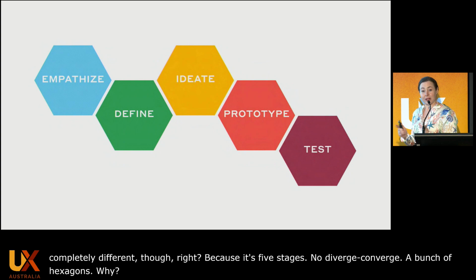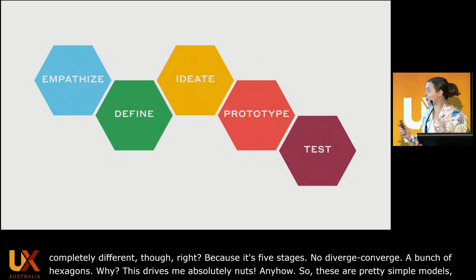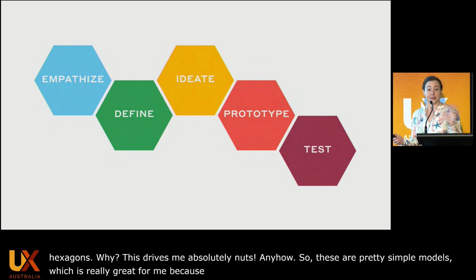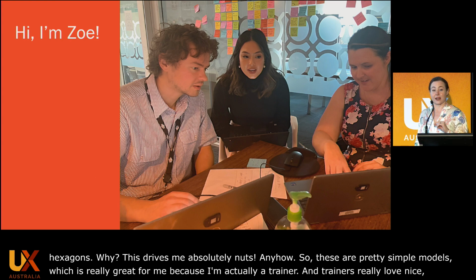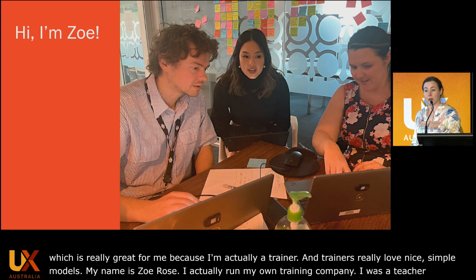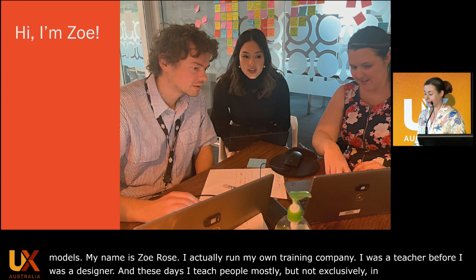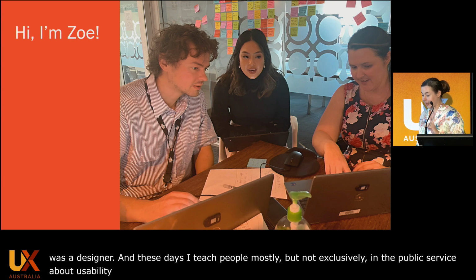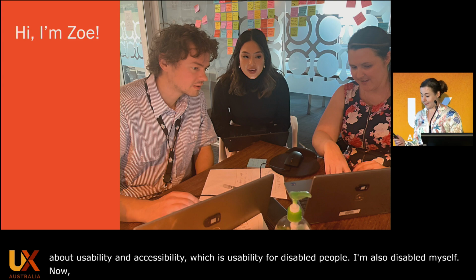Anyhow, so these are pretty simple models, which is really great for me because I'm actually a trainer, and trainers really love nice, simple models. My name is Zoe Rose. I actually run my own training company. I was a teacher before I was a designer, and these days I teach people mostly, but not exclusively in the public service, about usability and accessibility, which is usability for disabled people. I'm also disabled myself.